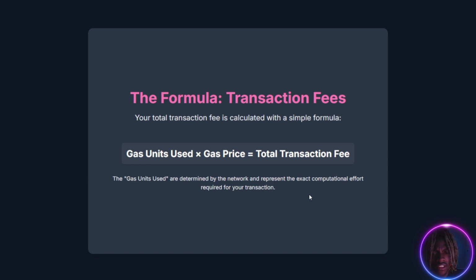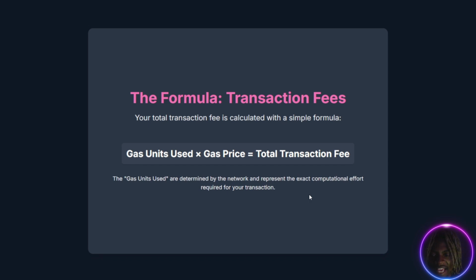And the formula for transaction fees: your total transaction fee is calculated with a simple formula. The formula is gas units used, that's the first part, times gas price. If you multiply the gas units used times the gas price, that gives you the total transaction fee that you're going to have to pay if you're trying to send a transaction. That's the amount of gas fees you're required to pay.